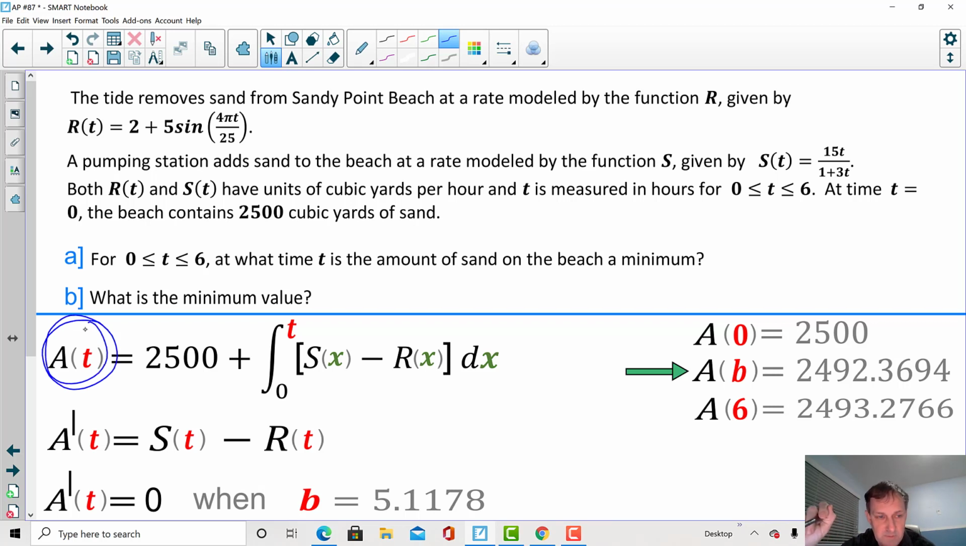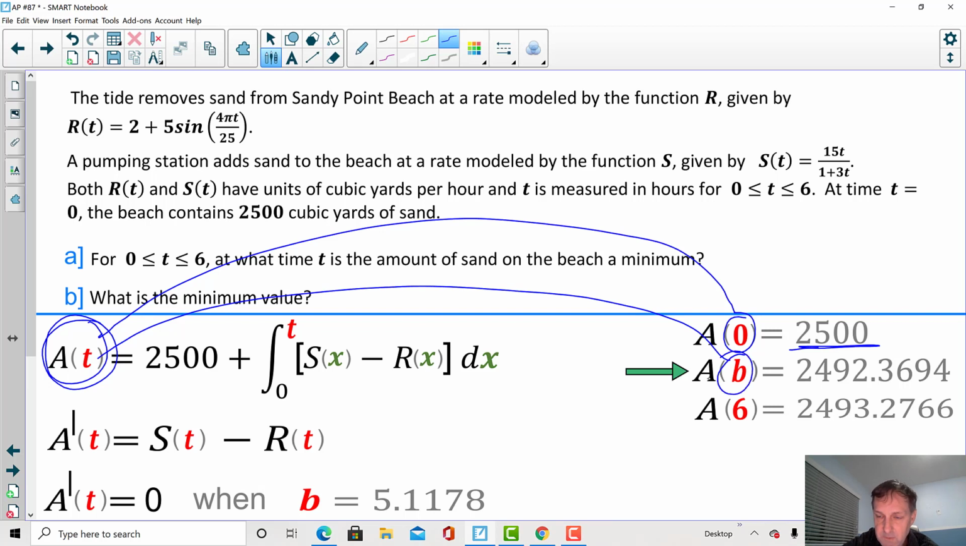In the previous example, we saw how you could plug that in a graphing calculator. And so we can find the amount when you're at 0. That was given, it's 2,500. We could find at our critical value, the amount would be 2492. And then at our ending time of 6, we get 2493.